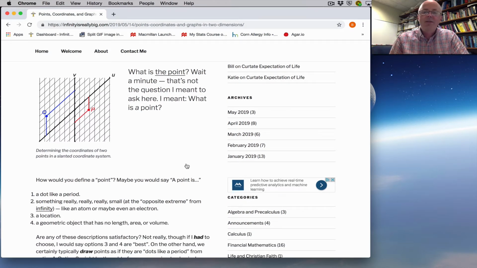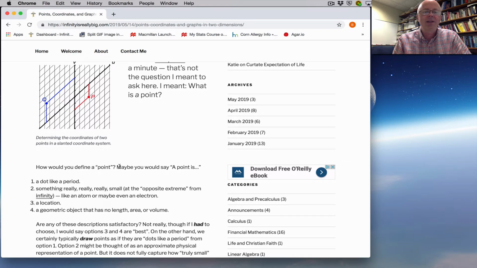I do various things to try to make this as interesting as possible, and you can see here the initial topic is about points. You know, how can points be possibly interesting? Well, I think points are kind of interesting, and I try to bring that out here. I talk about how you might try to define what a point is.